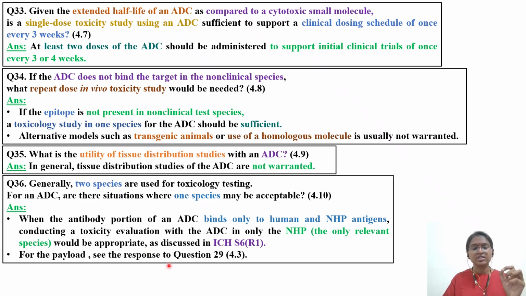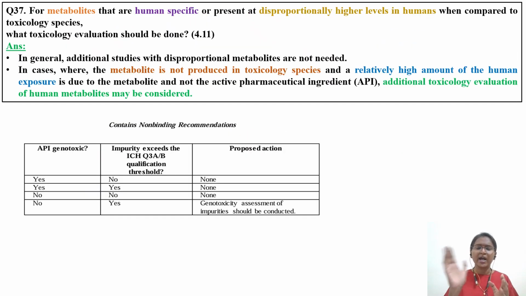For the payload, see the response in question number 29. What is payload? What is unconjugated protein? Separate payload toxicology studies are not needed. You can add an arm to the typical ADC toxicology study. You can keep a separate group for payload or payload plus linker. Next, we'll see question number 37.